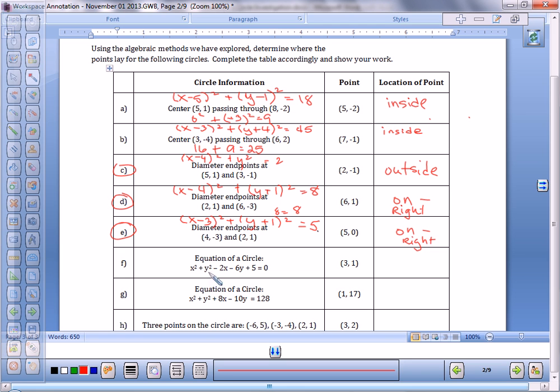Okay, this one. Did you complete the square on this one? Yeah. Okay, good. And when you completed the square on this one, did you get x minus 1 squared plus y minus 3 squared? Nope, I'm writing down the same equation as the last one. Yep, equals 25. No, equals 5. Okay, and this one is outside? Okay.